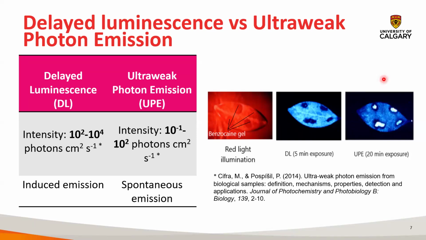So this is interesting because it suggests that these two phenomena are biochemically different. What makes it interesting is that we almost have two different lenses to view physiological processes in the leaf. One with the delayed luminescence frame and one with the ultra-weak photon emission. So they tell us inherently different things about the plant, and that's why we're interested in two different kinds of light emission here.